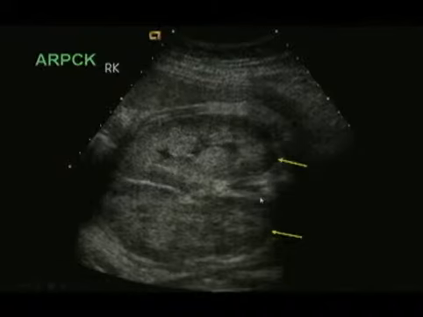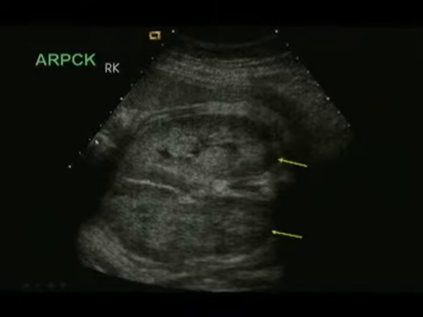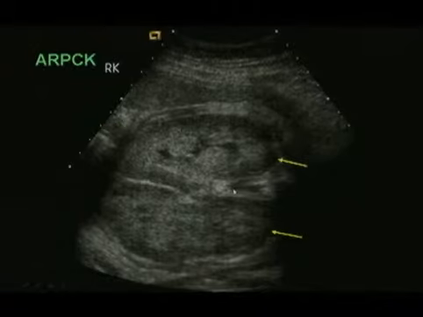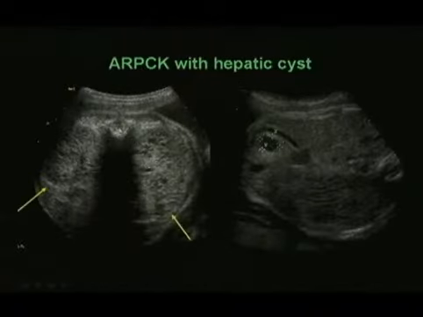Here's the typical appearance. This is a longitudinal view of the fetal abdomen. You can see that there is no amniotic fluid around this fetus, and on either side of the spine we see markedly enlarged echogenic kidneys. Now they do retain their reniform shape, but they are much more echogenic than you would expect to see and much larger than you would expect to find.